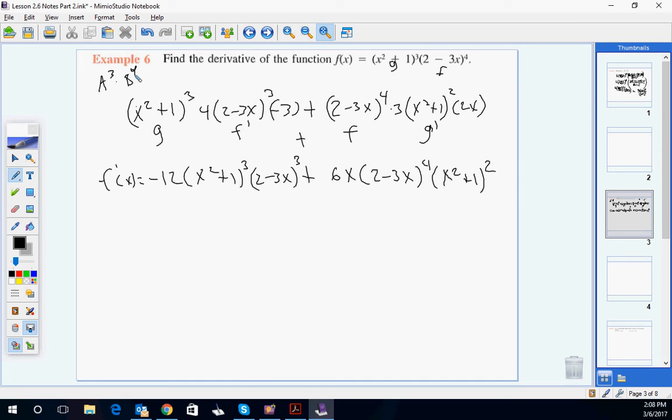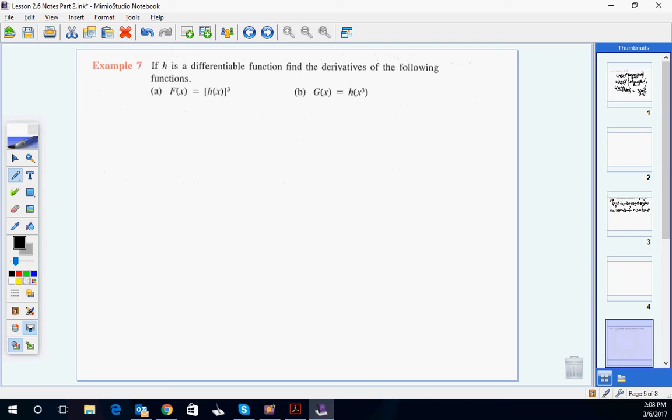All right, two more here. This one says, if h is a differentiable function, find the derivatives of the following functions. So it's just using the notation, understanding what's going on. If I'm finding the derivative of this using the chain rule, it would be 3 h of x squared times h prime of x. You drop the 3, change the 2, and take the derivative of the inside, which was h of x.